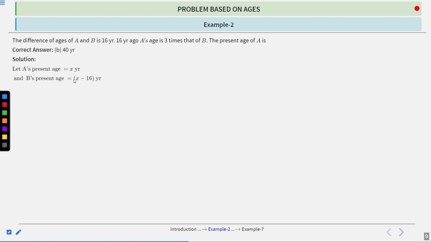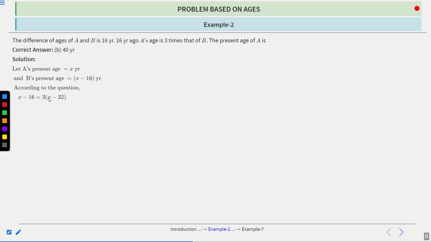So B's present age will become X minus 16 because the difference between A's and B's age is given as 16 years. So if A is X years, B will become X minus 16 years. Now according to the question, X minus 16 equals 3 times of X minus 32. We can say that because when we subtract 16 more and 3 times, we can compare it.